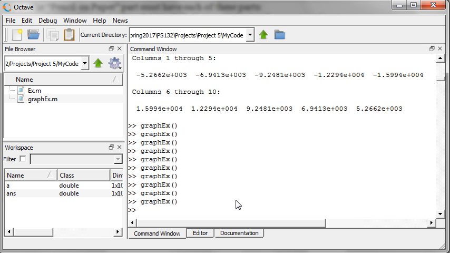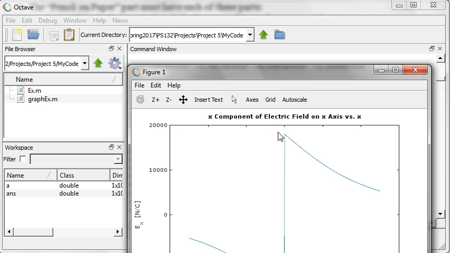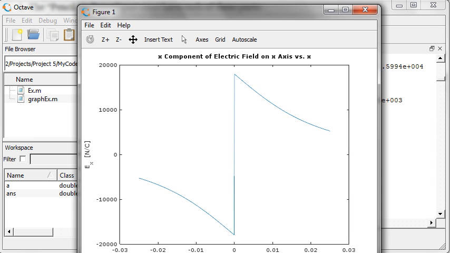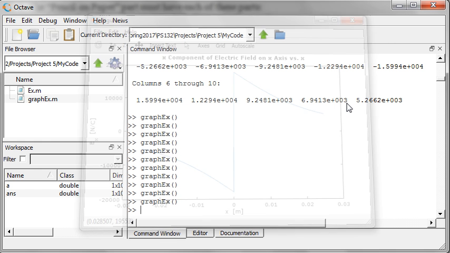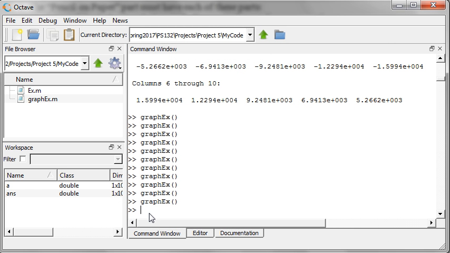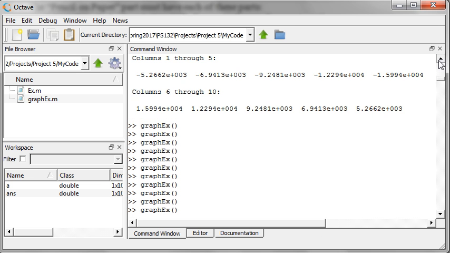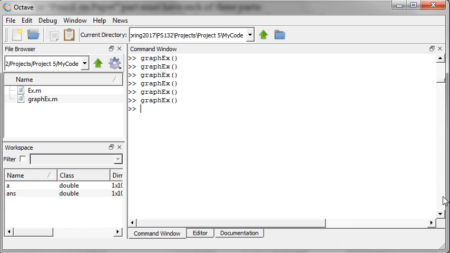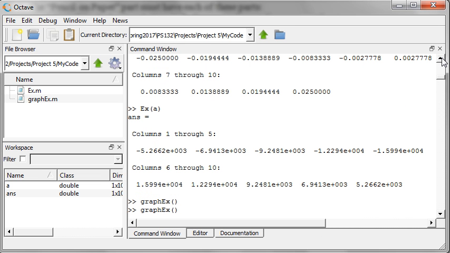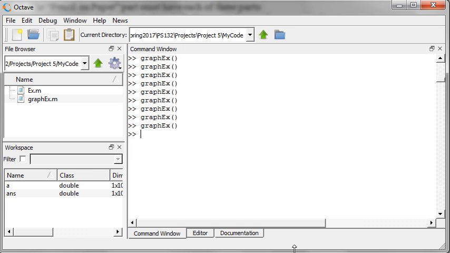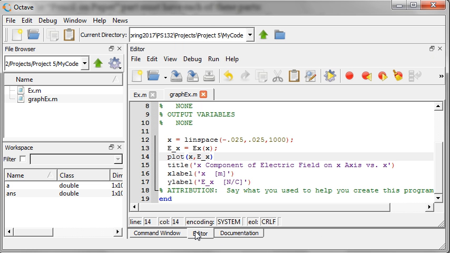Let's make sure it runs. Producing a graph. Looks good to me. Okay, not spitting out any extra stuff to the screen. This up here was when I was playing around with making sure something worked. What was that? Ex of a. Yeah, I wanted to make sure it worked with an array, a bunch of values.